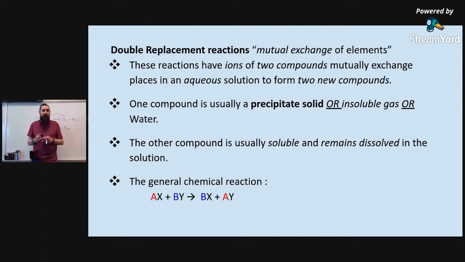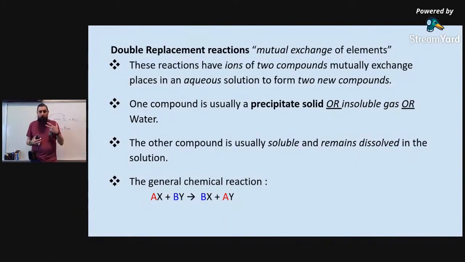The positive replaces the positive. You could also look at it as the negative replaces the negative. Either way, you'll get the same result. But when we run a double displacement or a double replacement, typically we're going to end up producing either a precipitate, which is a solid product. We're going to produce an insoluble gas, so we'll see bubbles of something leaving the reaction mixture, or we're going to end up producing water.